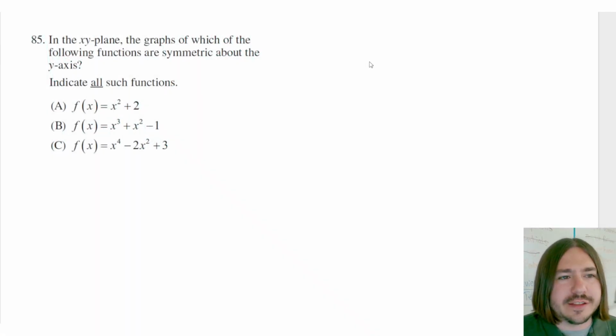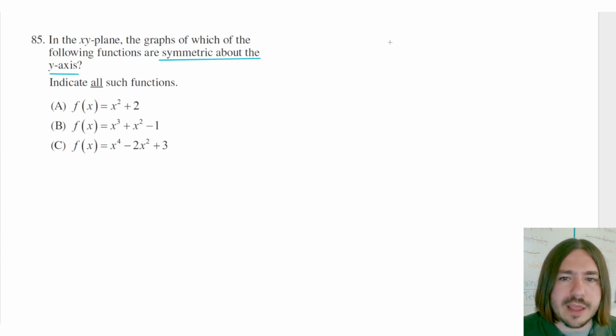Number 85 says, in the xy plane, the graphs of which of the following functions are symmetric about the y-axis? Indicate all such functions. So we're looking for the functions that are symmetric about the y-axis.